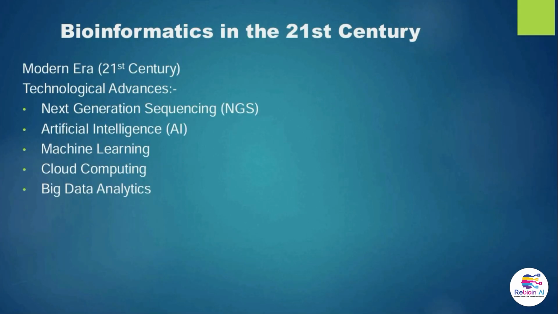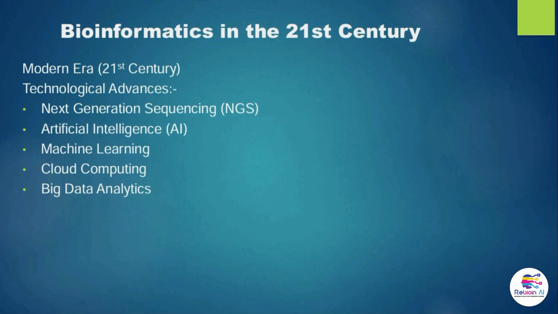In the 21st century, bioinformatics entered a highly advanced technological era. Several powerful technologies transformed the field. One major innovation was next-generation sequencing. Next-generation sequencing allows rapid sequencing of millions of DNA fragments simultaneously. If we compare it to Sanger sequencing, next-generation sequencing is faster, cheaper, and capable of generating enormous datasets.